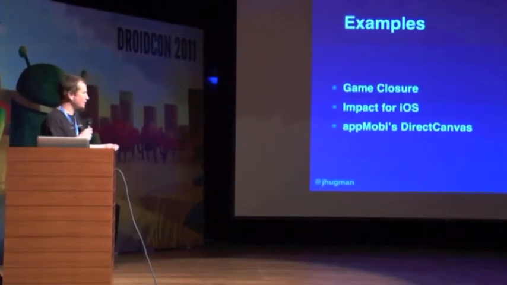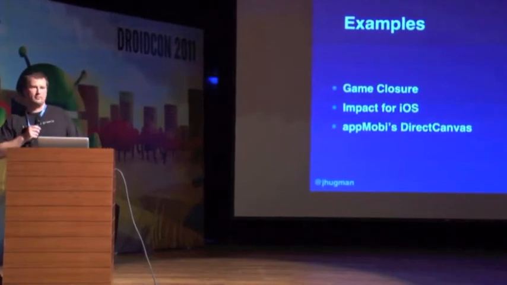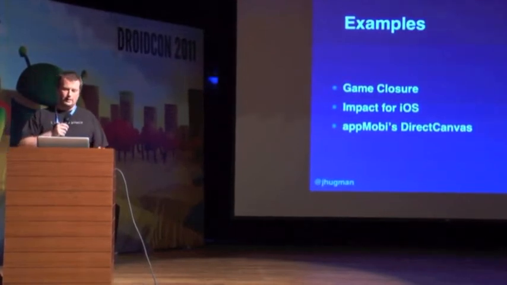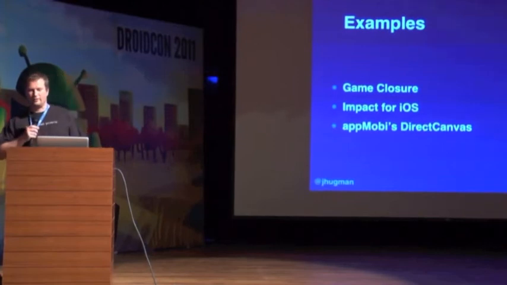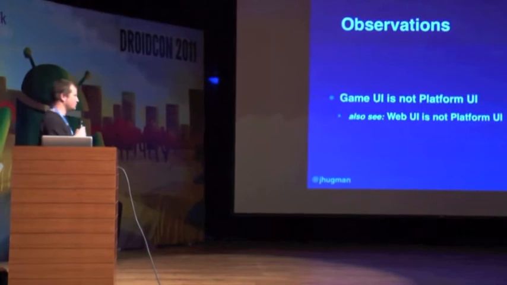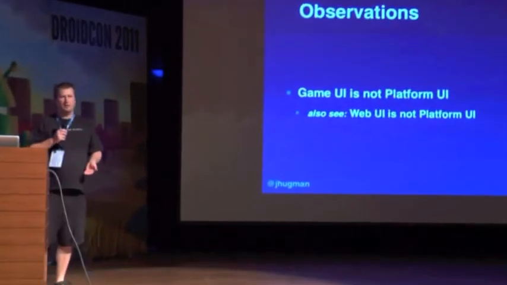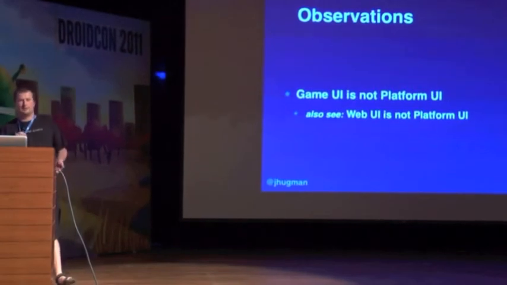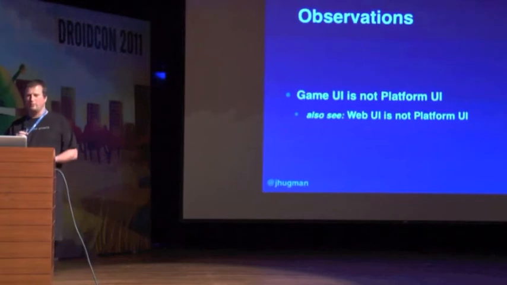And then AppMobi Direct Canvas, which is very, very recent. So unfortunately, it wasn't going to help us with the investment project, but this is what they're doing. It's OpenGL backing the Canvas API. So unfortunately, because it's Canvas API, we're not getting any of the UI, the buttons or the tabs or what have you that we're actually wanting to build, the native UI.